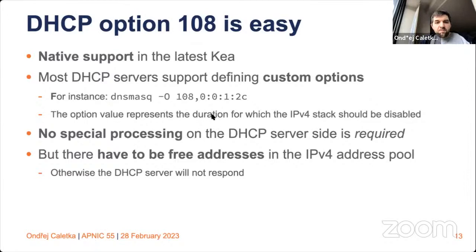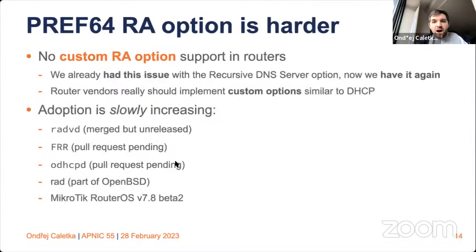Regarding the PREF64 option, it's a little bit harder, because in general, routers don't support custom RA options. Every time a new option is standardized for router advertisement, it requires a firmware update for that particular router in order to support it. So this is really painful. We already had this issue with the recursive DNS server option, which was added later, and now we have the same problem again, and we probably are going to have it again.